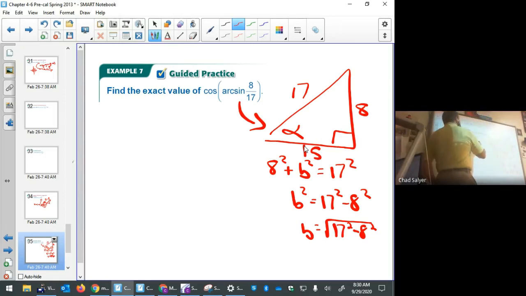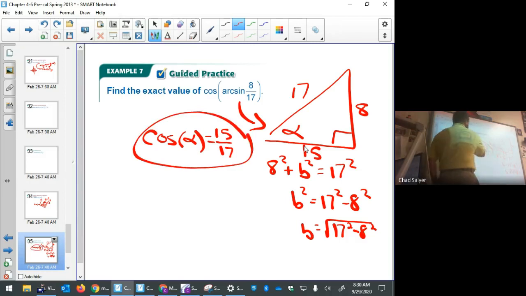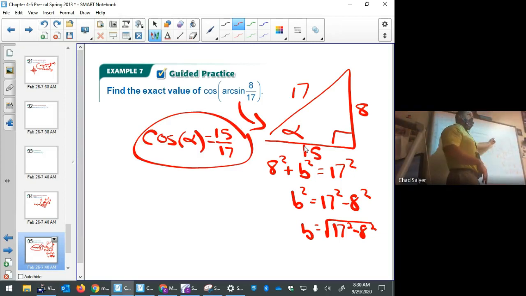Now we want the cosine of alpha. So that's just the adjacent to the hypotenuse. Like so. And we don't have to worry about positives or negatives here because this is positive. And if we plug a positive ratio into the arc sine, we're always going to get an answer in Q1. So we know alpha's in Q1. Don't have to worry about it being negative.